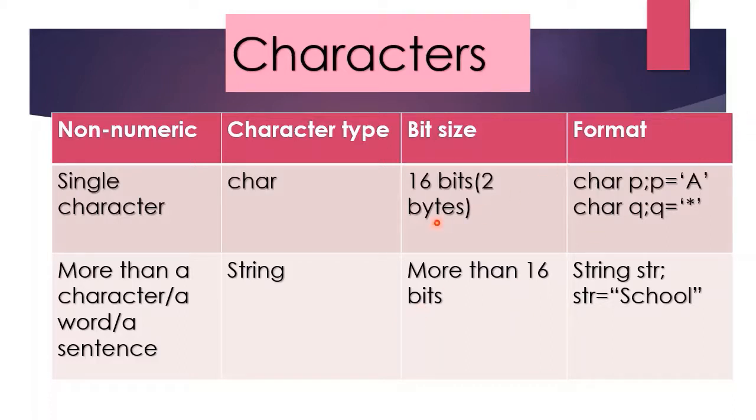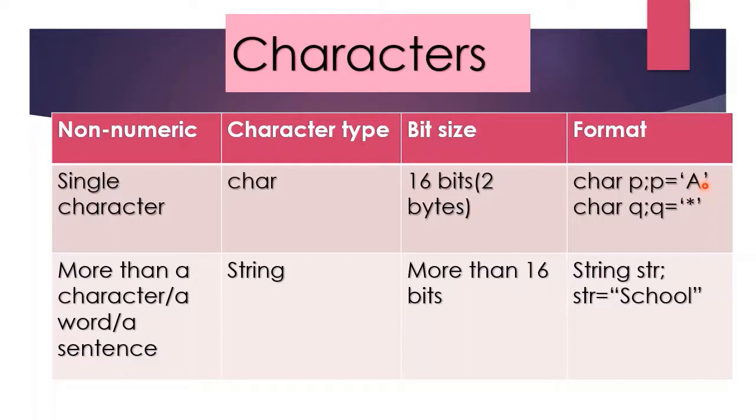For the char data type, here is an example. Char p, p is equal to a. Char q, q is equal to star. So p is a character type variable here. P is assigned a single character, which can be any symbol, letter, or digit.